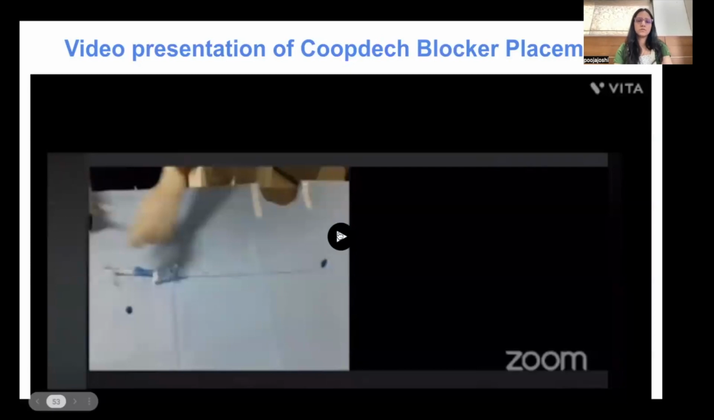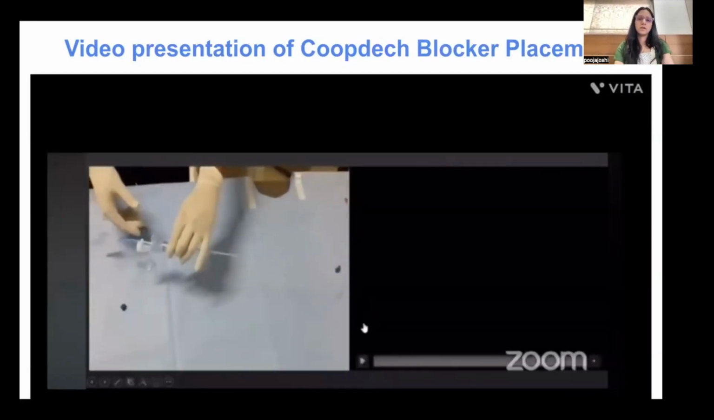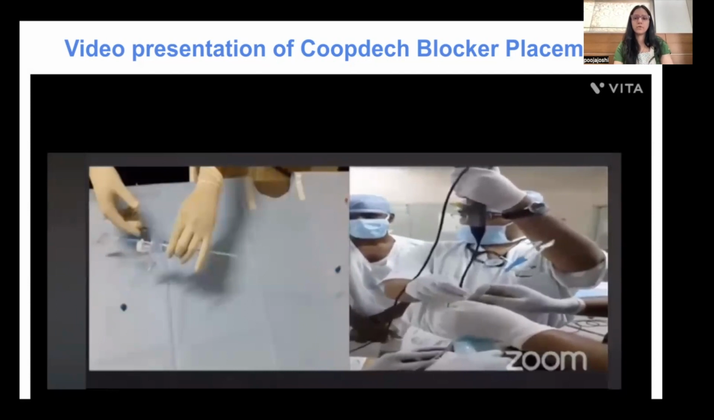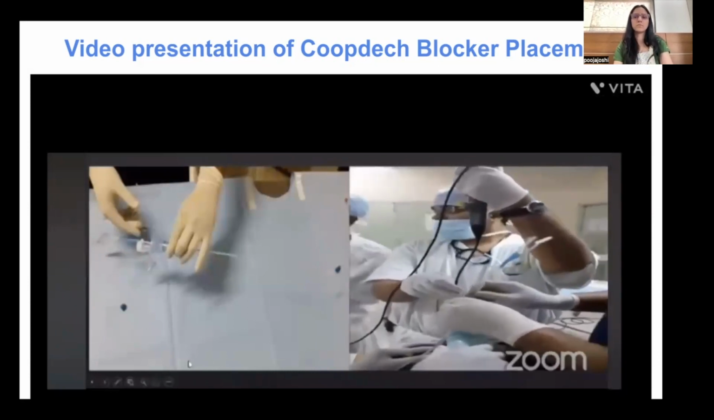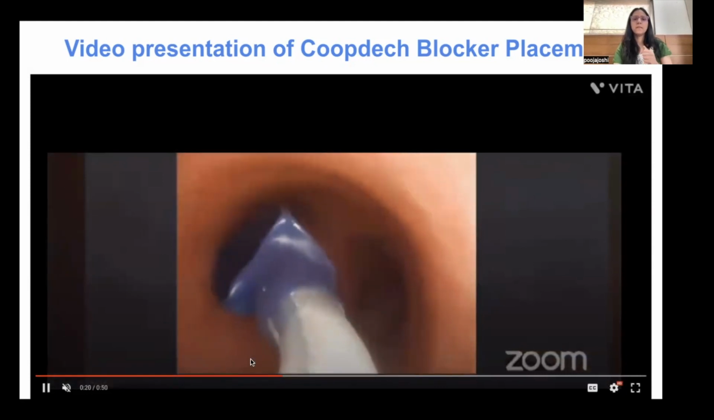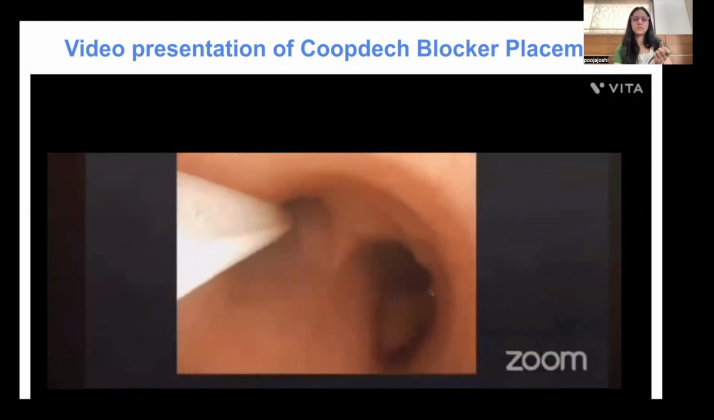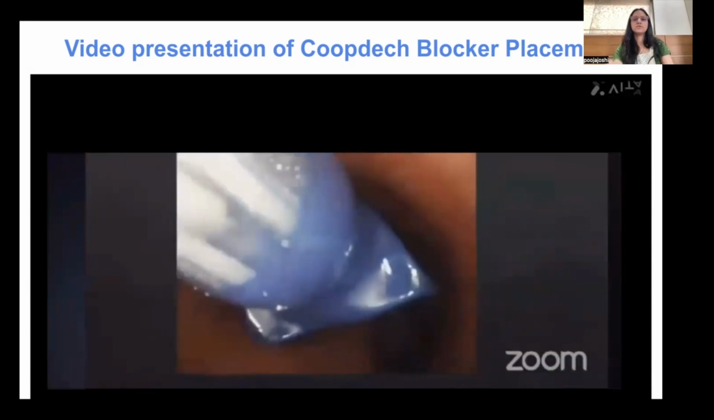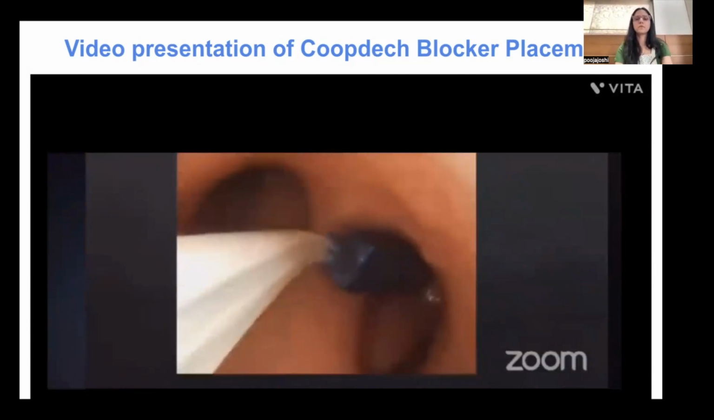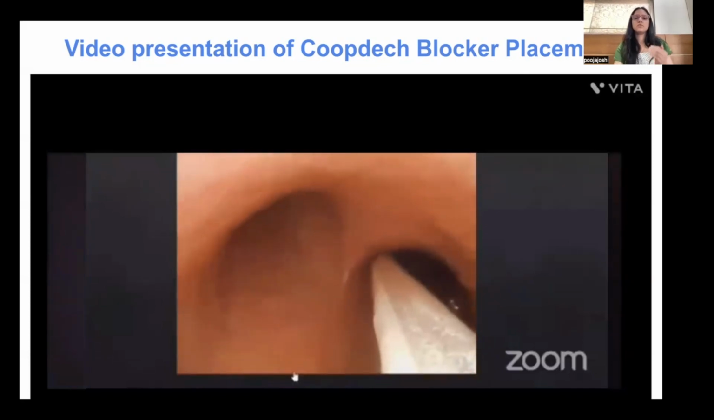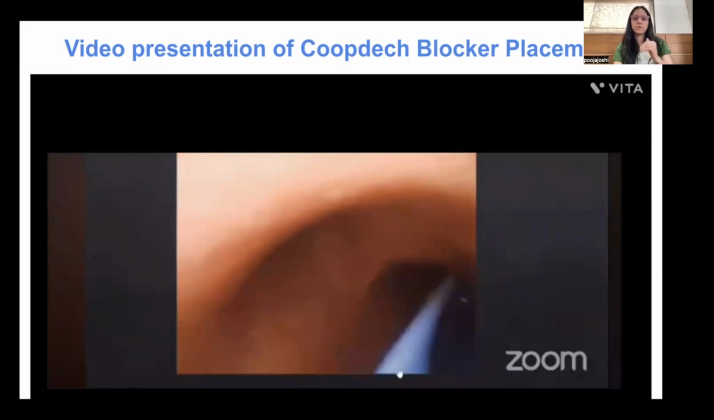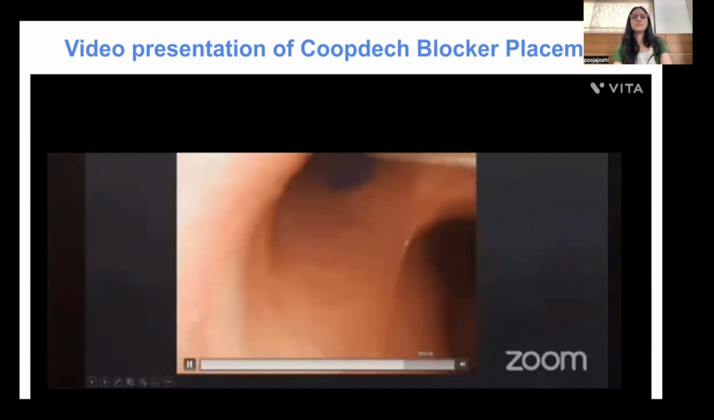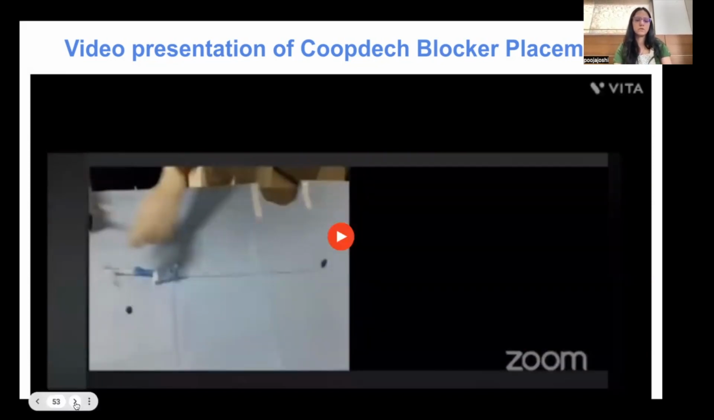How to insert? Initially, you have to check the blockers by checking the integrity of the cuff and the volume needed. There are two methods. Your assistant is holding the fiber optic bronchoscope and you are passing the Coopdech blocker, and then you can see it can be moved onto the left bronchus for blocking the left lung or into the right mainstem bronchus by just turning the blocker. You pass simultaneously the endobronchial blocker as well as the fiber optic bronchoscope, and then you can confirm the position of the blocker. It should not herniate above the bronchial lumen.